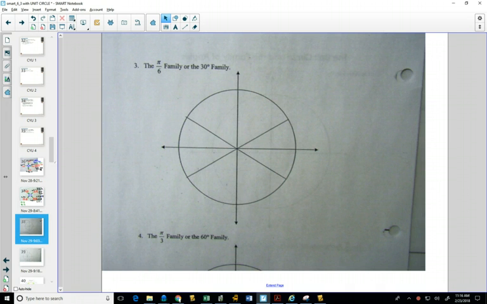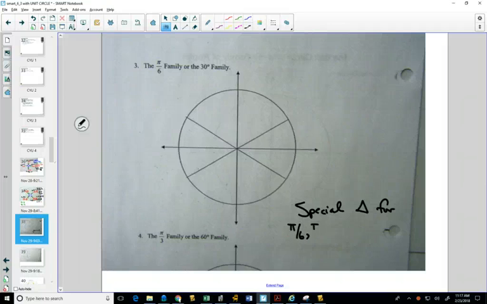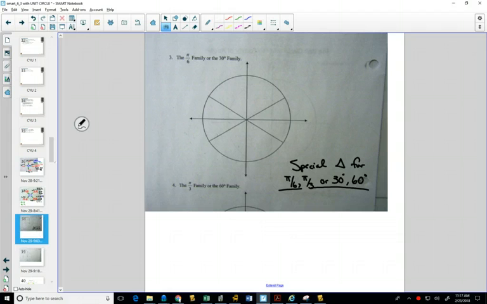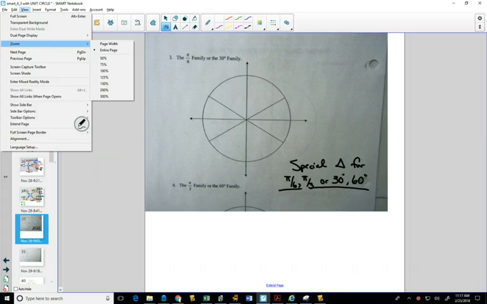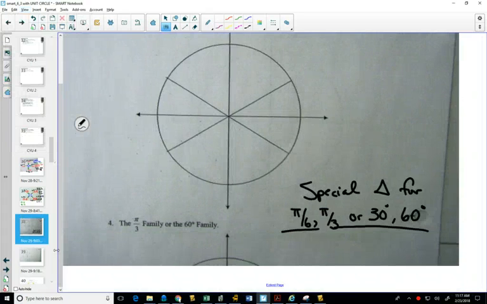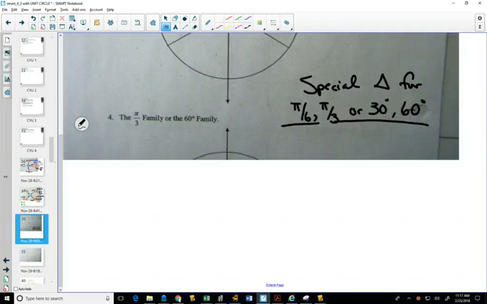Your next family is the pi over 6 family. And actually, the special triangle for pi over 6 is the same as the special triangle for pi over 3. So in this space, we will draw the same special triangle for pi over 6 and pi over 3. What does it look like?